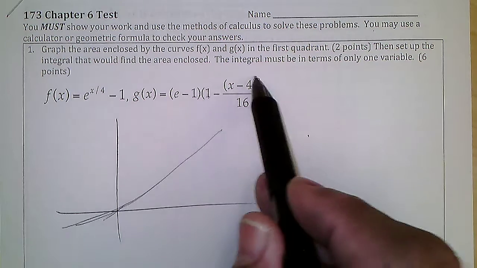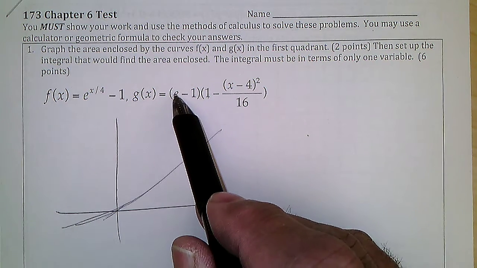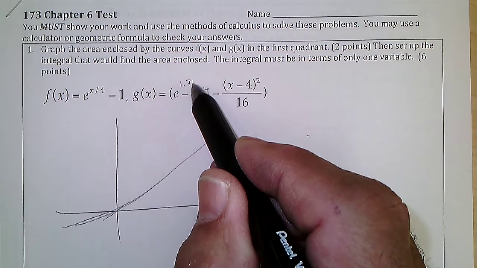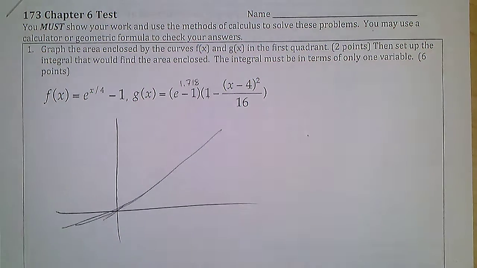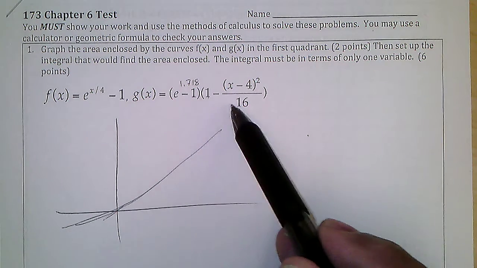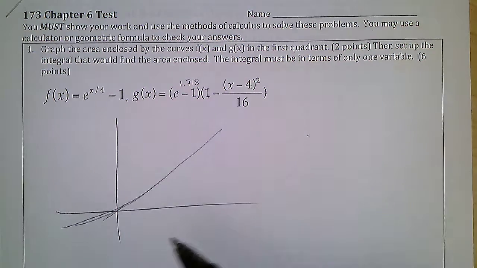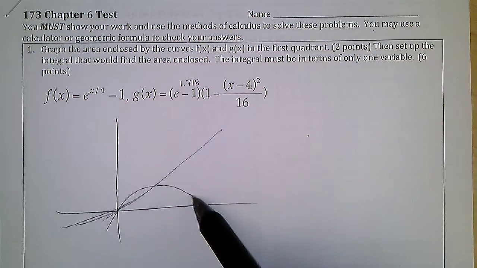This is a parabola. This is just a number, a constant. 2.7 minus 1 is 1.7, 1 something, 1.8, something like that. So this is just a parabola that's got a 1/16, some shoved 4 over, whatever, but it's upside down, so it's an upside down parabola.